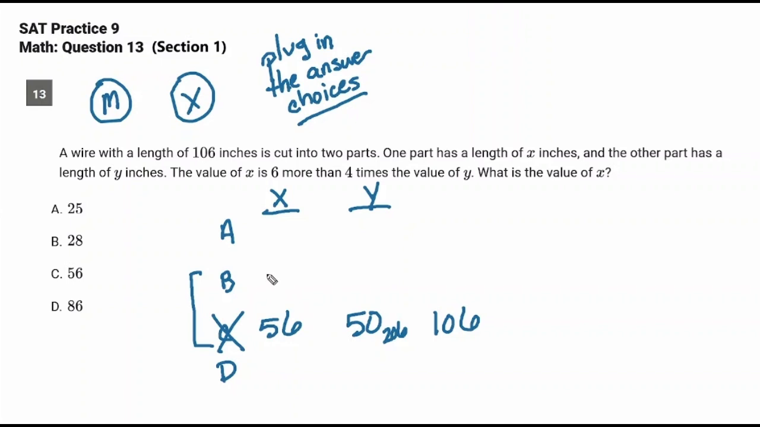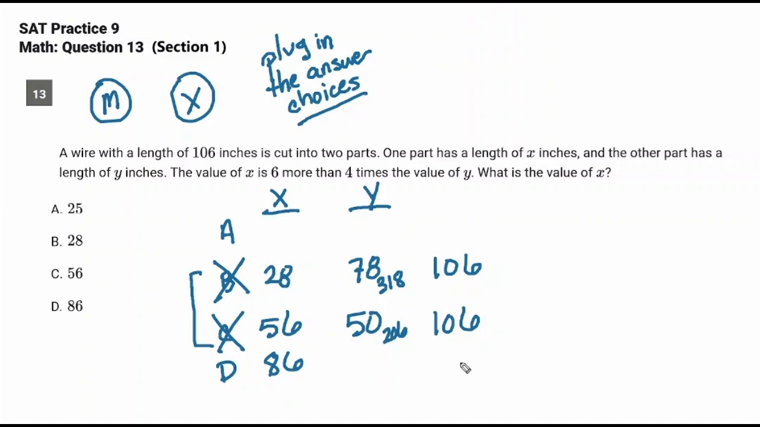Try B. Try 28. If X is 28, the whole thing's 106, so 106 minus 28, do it on your calculator. It's 78. 4 times Y, 78 times 4, plus 6 is 318. You were supposed to get 28. Didn't get 28. Gone. Are you getting closer, or are you getting further away from where you need to be? You're getting further away. So go to D.